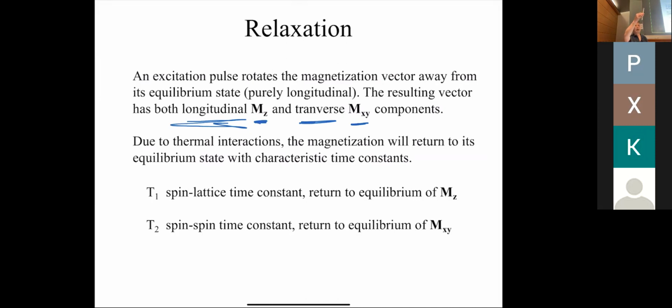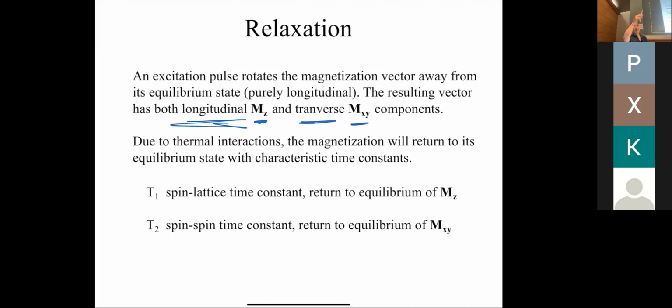So in this case, M sub Z is equal to M naught. It's the full magnetization. When I tip it over, at this point, M sub Z is equal to 0, right? There's nothing at this point. So this magnetization is going to slowly grow back. Okay, so that's the M sub Z component.